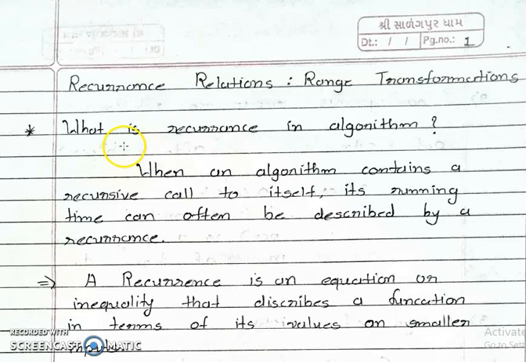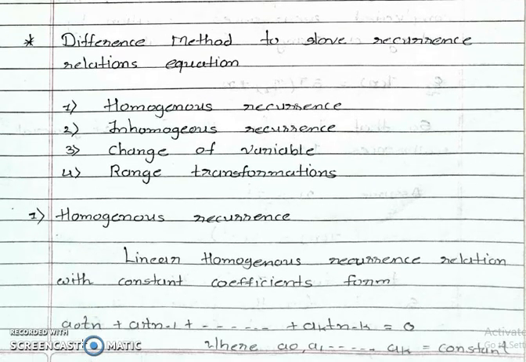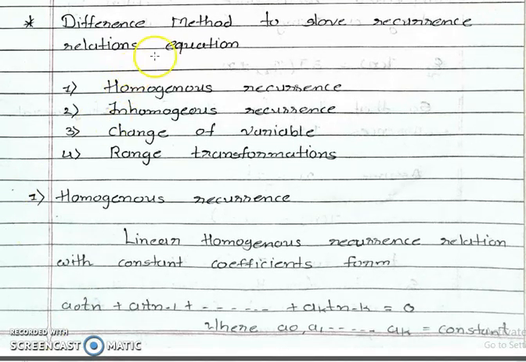So first of all, what is a recurrence in an algorithm? When an algorithm contains a recursive call to itself, its running time can often be described by a recurrence. In short, a recurrence is an equation or inequality that describes a function in terms of its value on smaller inputs.